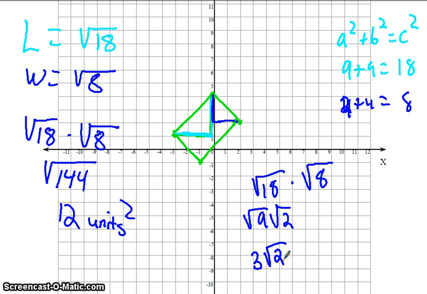Square root of 9 is 3. Now over here, the square root of 8 is the square root of 4 times 2. So that's the square root of 4 times the square root of 2, and then 2. So 2 times the square root of 2.